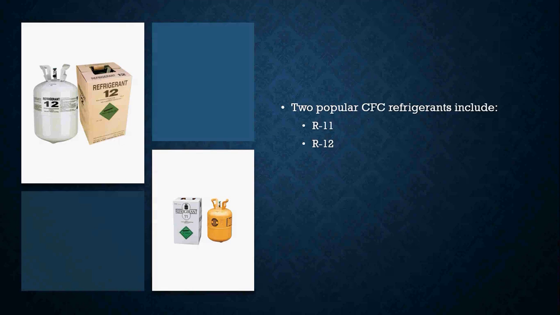So commonly you have two popular CFC refrigerants out there. You have your R11 and your R12. Those are the really old refrigerants. You'll probably find them in really old refrigerators and in some cases even some really old air conditioners. But those are your CFC refrigerants.